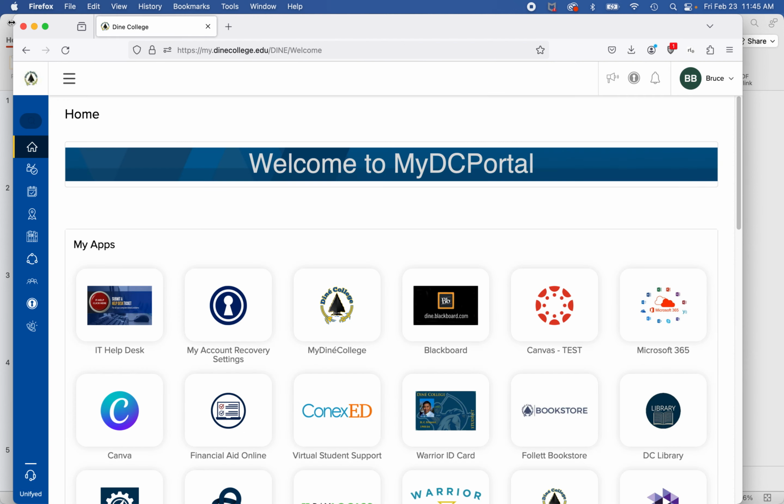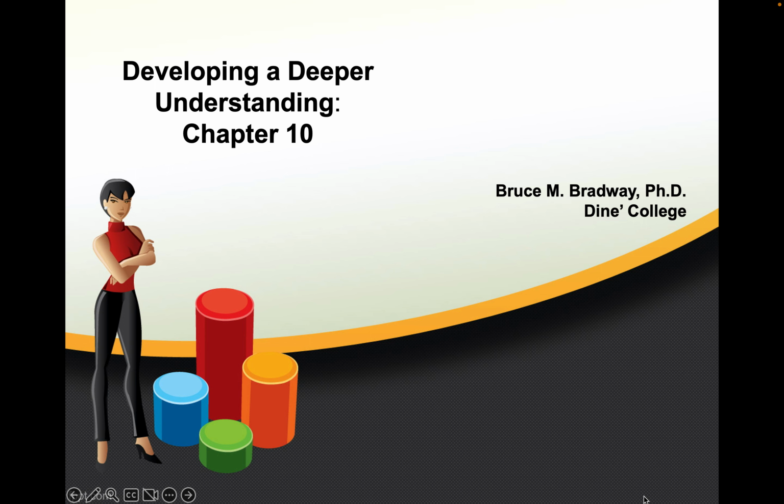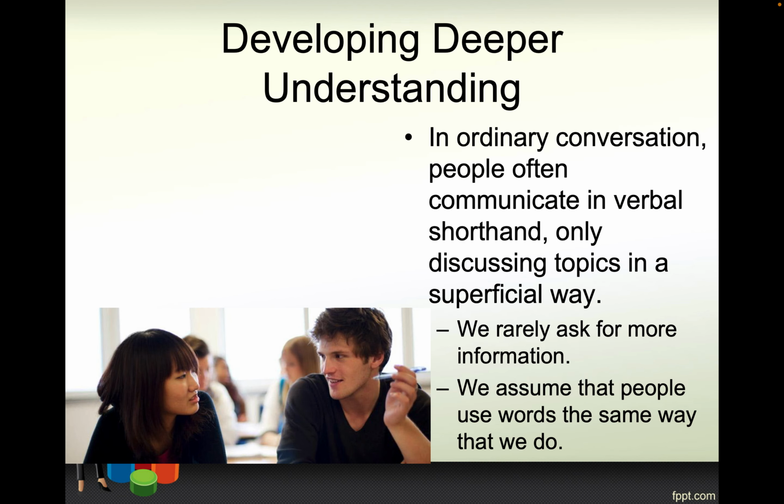Let's go ahead and get started on today's lecture. Chapter 10 and Chapter 11. Chapter 10 deals with developing a deeper understanding. We talked about understanding before, so let's go ahead and see what we have here. In ordinary conversation, people often communicate in verbal shorthand, only discussing topics in a superficial way. We rarely ask for more information. We assume that people use words the same way that we do, and sometimes that's not true.